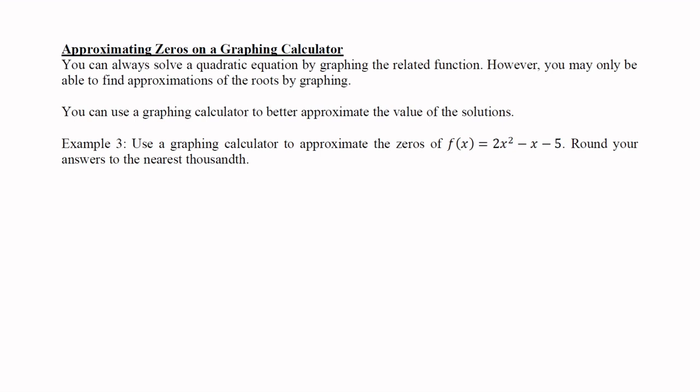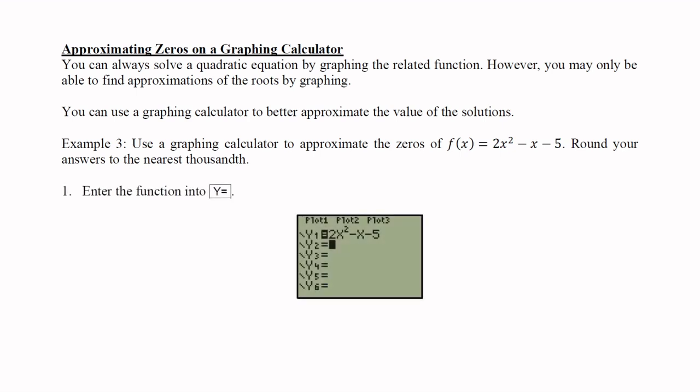So we're going to use a graphing calculator to approximate the zeros of f of x equals 2x squared minus x minus 5. And then we're going to round our answers to the nearest thousandth. So first you're going to want to enter the function into the y equals. So go to y equals at the top left-hand corner of your graphing calculator and enter in 2x squared minus x minus 5 into y1. So your screen should look like this.